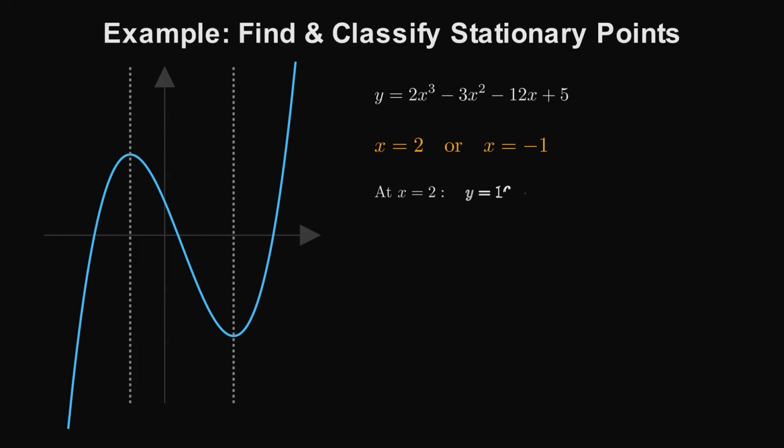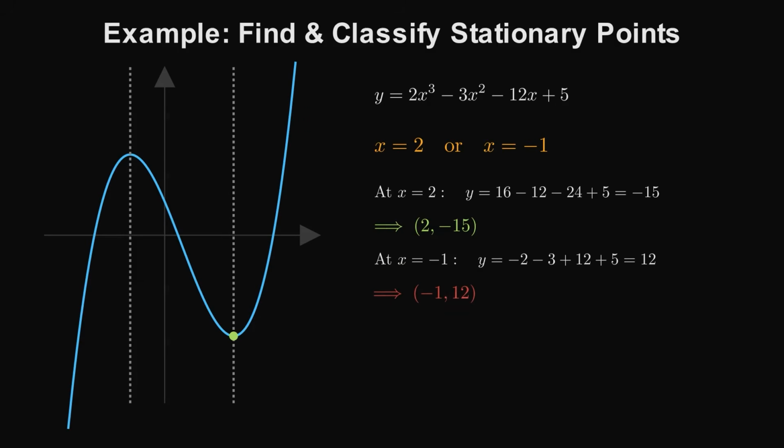Step 3 is to find the y values. So at x = 2, y is going to equal 16 - 12 - 24 + 5, which equals -15. So therefore we have a point of (2, -15). And at x = -1, y = -2 - 3 + 12 + 5, which equals 12. So therefore we have another point of (-1, 12). Remember, we're not done yet because they wanted us to determine its nature.